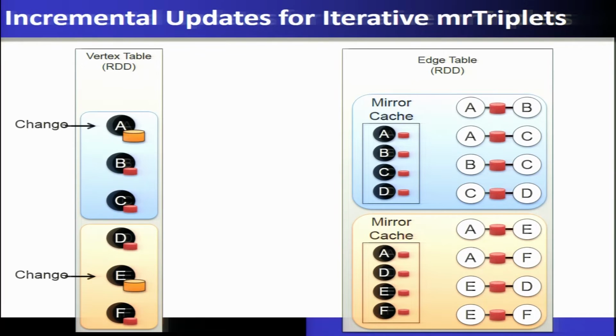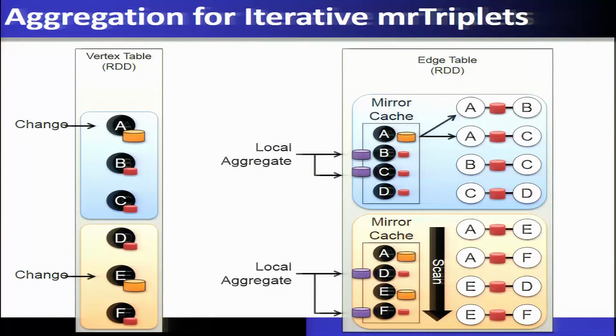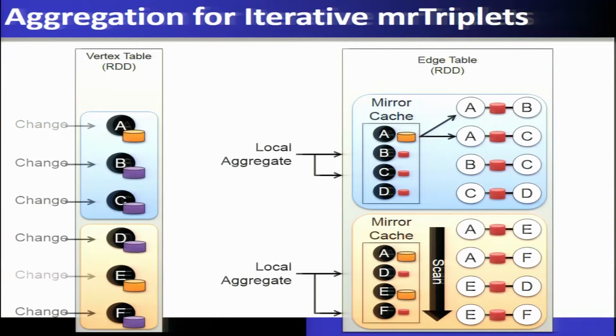Now, whenever a change happens at the vertex table on those nodes, these changes are communicated to the mirror cache, and this mirror cache in turn will propagate those changes further to the edge table. And whenever the nodes are scanned and require any changes in the mirror cache, a local aggregation will be performed, and this local aggregation will be communicated back to the vertex table. So, the number of communications is reduced in this way of implementing the mirror cache and performing the local aggregates.